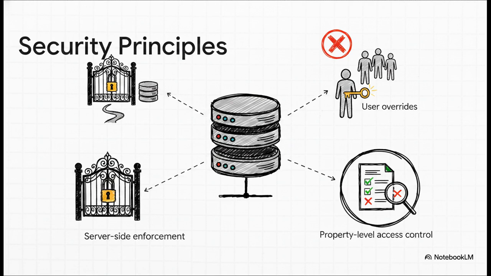It starts with default deny, which means nothing is allowed unless you specifically say it is. You can set rules for specific users that override their roles. You can control access down to a single property on an object. And most importantly, all of this is enforced on the server. The server is always the final word.